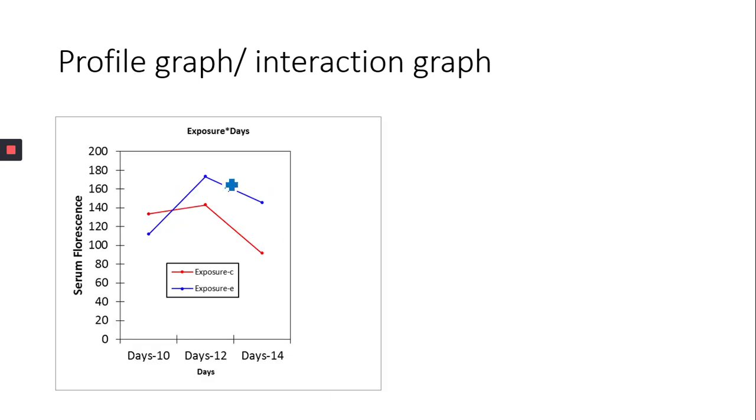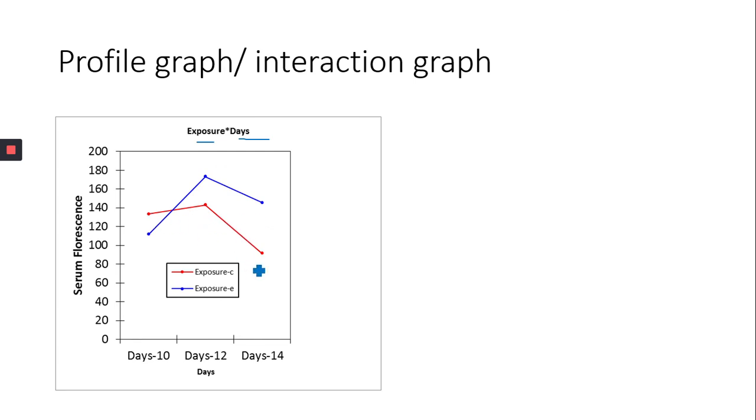Now, what is simply happening here is that, remember, we are looking at interaction. How does exposure interact with the days? Is there an interaction between exposure and days? By merely looking at this profile graph or interaction graph, without even going to the ANOVA table, one must appreciate that yes, there is an interaction.